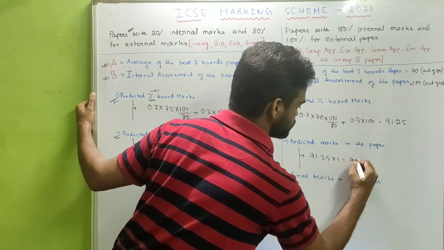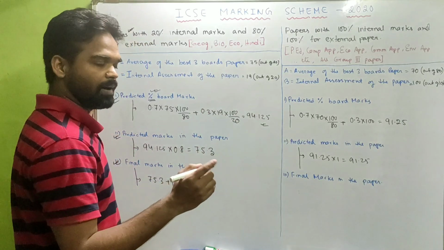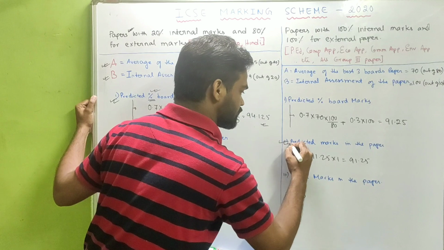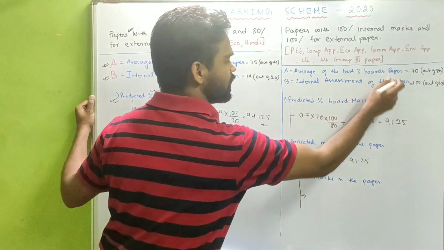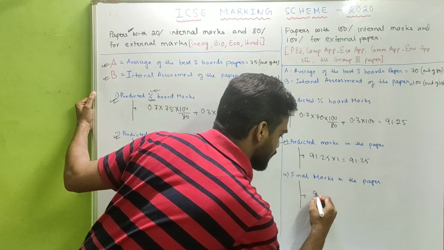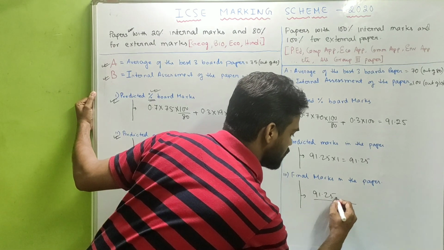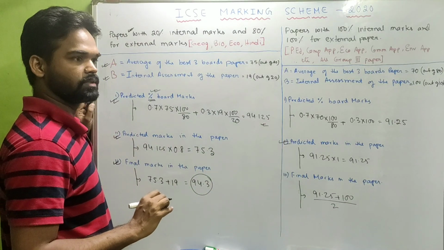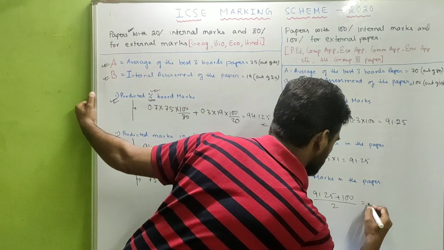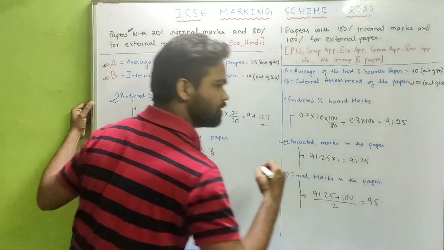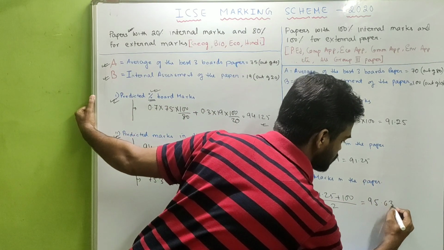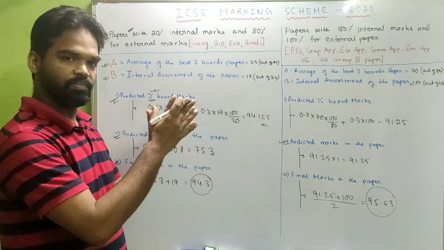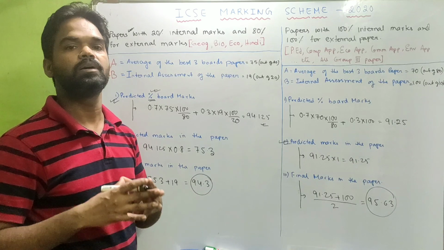Am I correct or not? But your final marks will be the average of the predicted marks and your internal assessment, which was 100. So 91.25 plus 100, by 2. Am I clear or not? Which is 95.63, which will be rounded off. Am I clear? So the board will follow this pattern to calculate the marks.